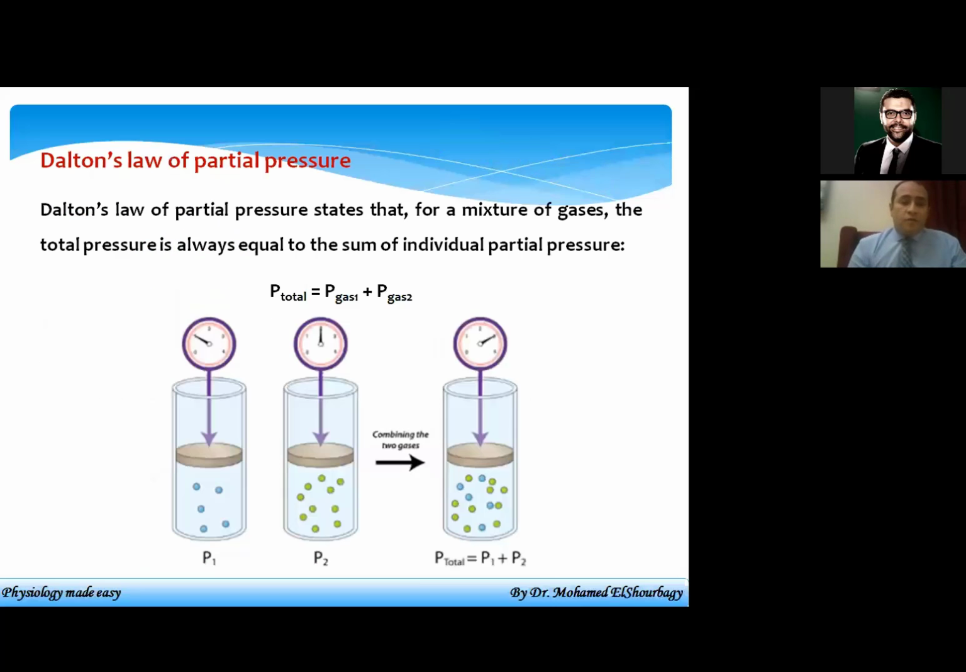Okay, Dalton law of partial pressure. Remember partial pressure. Dalton law of partial pressure states that for a mixture of gases, the total pressure is always equal to the sum of the individual partial pressures. P total equals P gas 1 added to P gas 2. Okay, it's so simple, but let's go to the clinical or practical application.